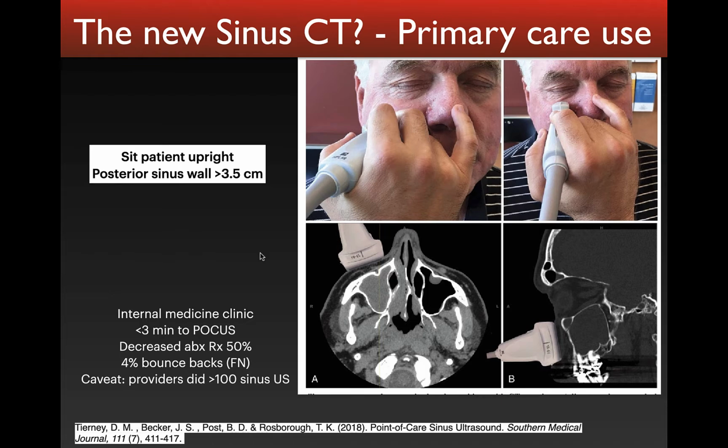Some of this information, these pictures, are from an internal medicine clinic where they did this for several years and found that they decreased their antibiotic usage by about 50%. Granted, in that case, most of the sonographers were providers who had a fair amount of sinus experience, but they had very few bounce backs or problems with patients being incorrectly diagnosed.